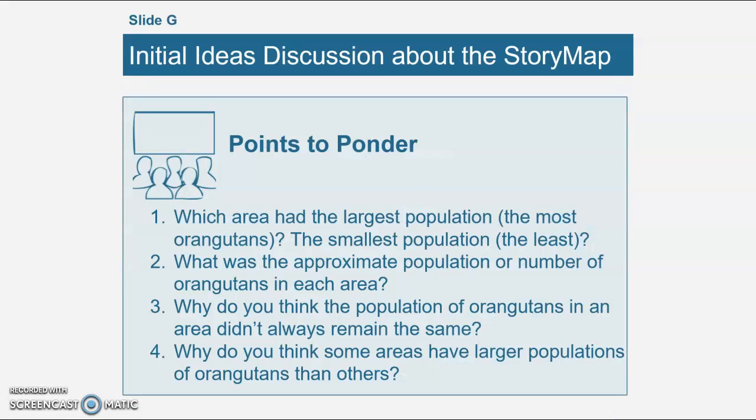Why do you think that those fluctuations existed? And why do you think that some areas have more orangutans than others? Because we just looked at that. They may be close in numbers, they may be similar, but they're not identical. Why do we have this variation in population of these orangutans? What do you think? These are your points to ponder. Jot down your ideas in your notes. You do not need to write out all of these questions. Make sure you pause the video though, because I'm going to keep on moving. 15 minutes isn't long for me to get everything in that I need to talk about today.